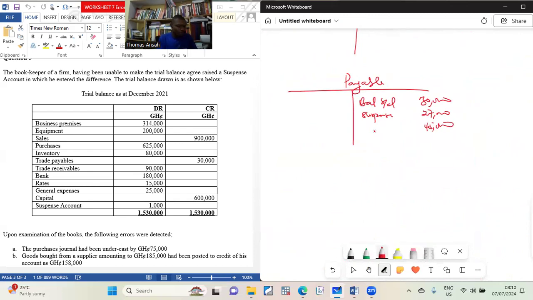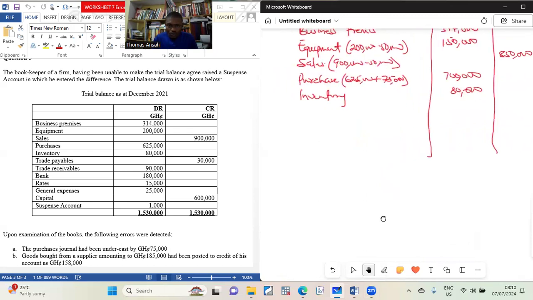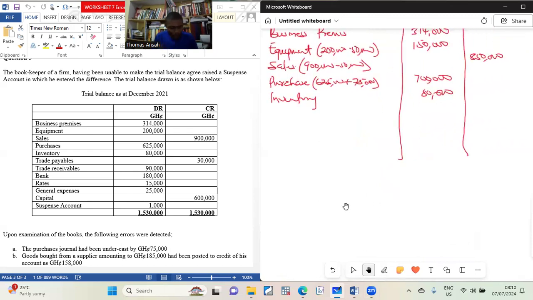If I add everything, what am I getting? 30 plus 27 plus 45. That is 102. So 102,000. So this one, I guess it was also suspense, right? So we go to this side and we put in 102. Oh, so 102. Let's say it is trade payables. At the end of the day, this thing must balance. So that is that. The receivable too, the same thing.